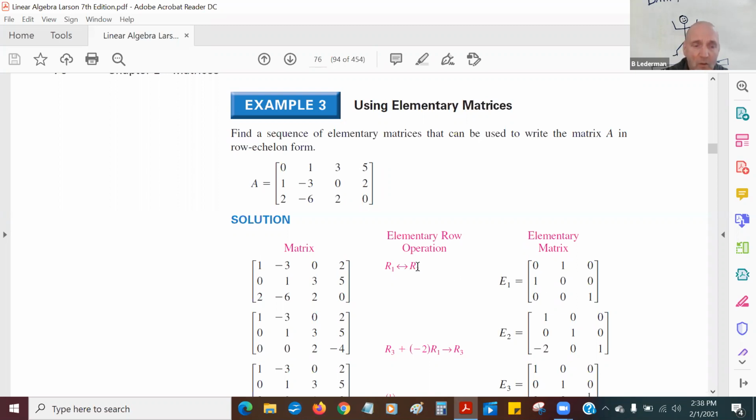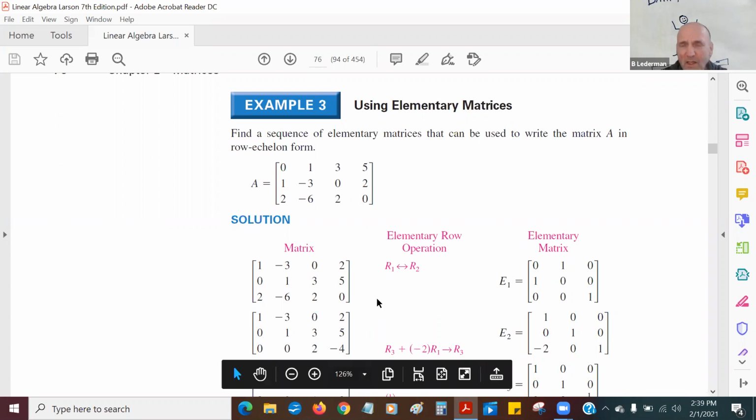Well, the first thing we did here is that we switched the top two rows, row 1 and row 2, because we wanted to have a 1 up on top. We want to have a 0 here. It's perfect. So row 1 got switched with row 2. Well, the corresponding elementary matrix for that is this one right here, because here row 1 and row 2 got switched starting from an identity matrix.